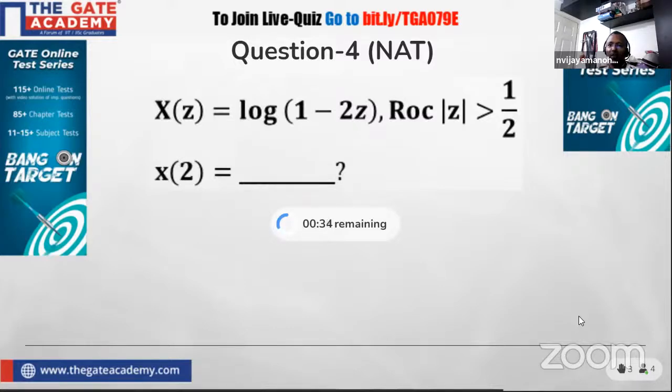We have close to the last 30 seconds remaining. And see, these types of questions are very interesting, off-the-beat questions from Z transform, because these are like standard functions. Then we will know to take the Z transform, inverse Z transform directly. But here it's something other than that is given.